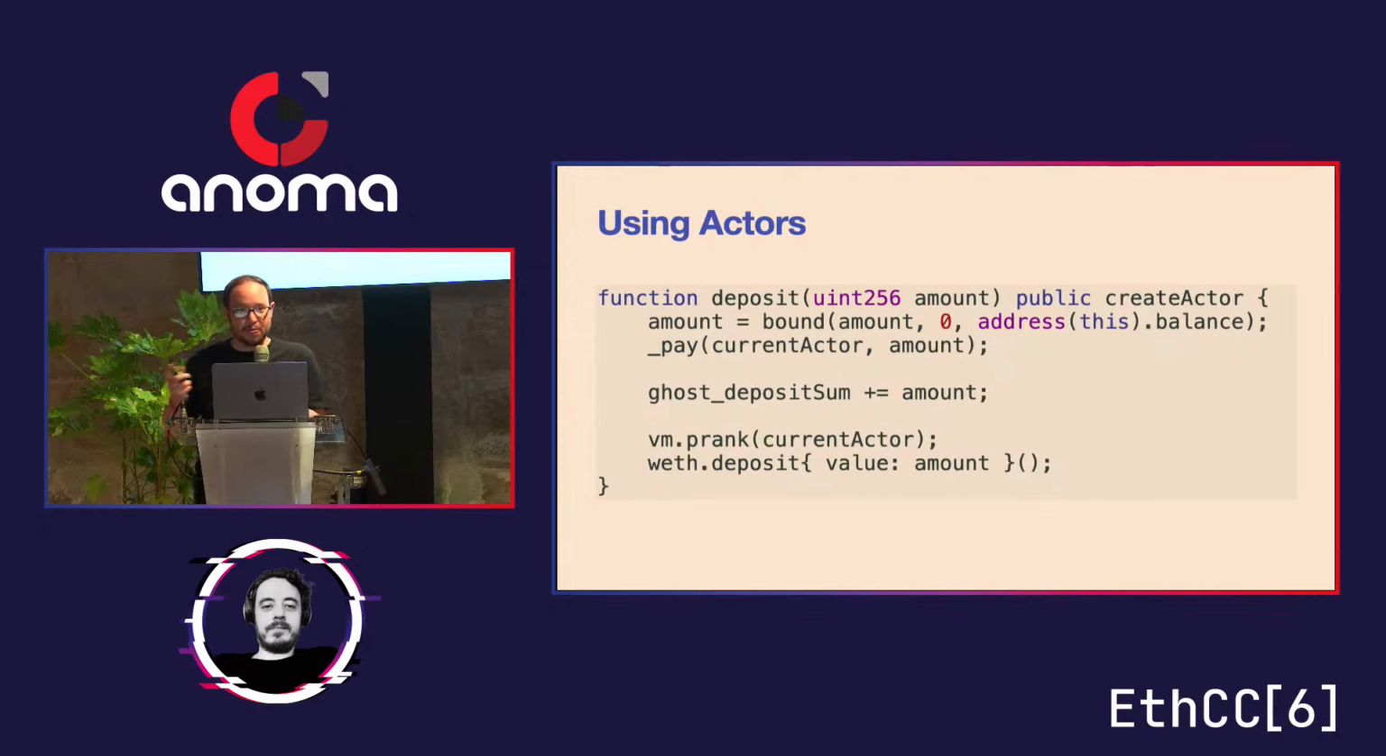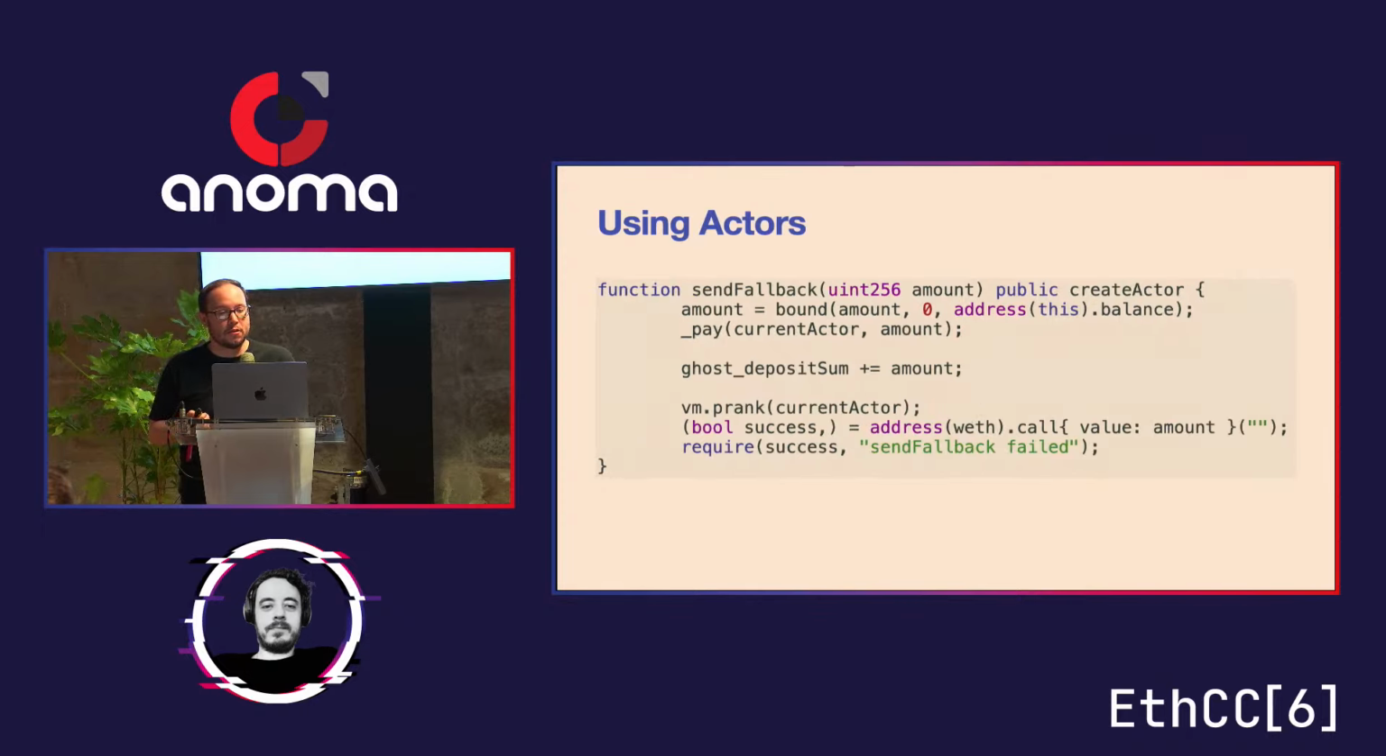OK, final step before we can run this is to update all of our functions in the handler to use actors. So we'll add that modifier here, create actor, to deposit. And you can see we basically replaced the places we were using message sender before with current actor. So it's just a helper that sets message sender to this current actor value. Same thing on send fallback. This looks pretty similar to deposit. It's just doing the low-level call.